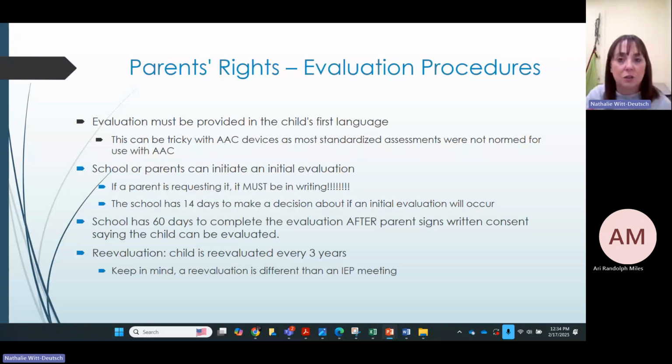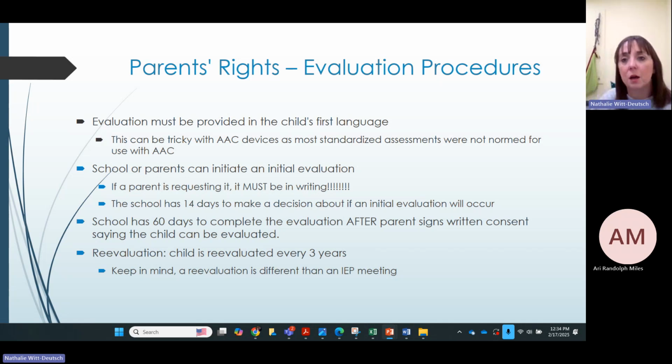All the evaluations are different from an IEP meeting. You have to have an initial or a re-evaluation to set and drive the information that is put into the IEP to indicate progress, strengths, weaknesses, things of that nature within the IEP meeting.